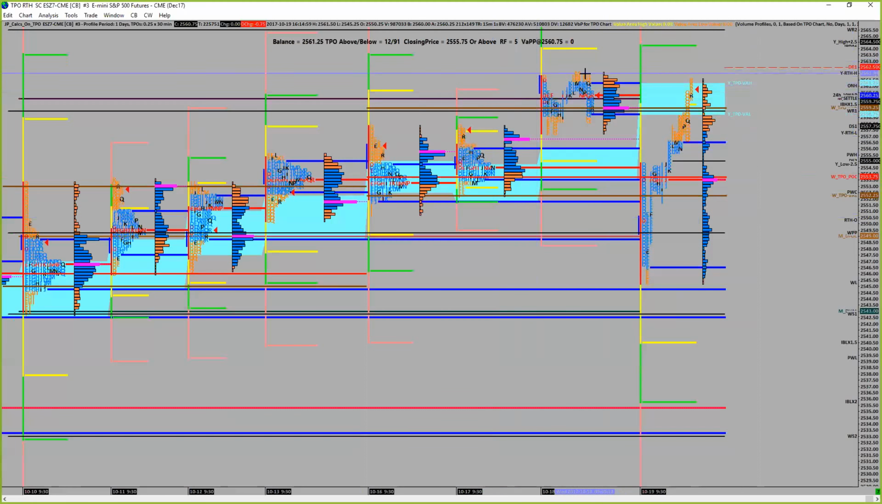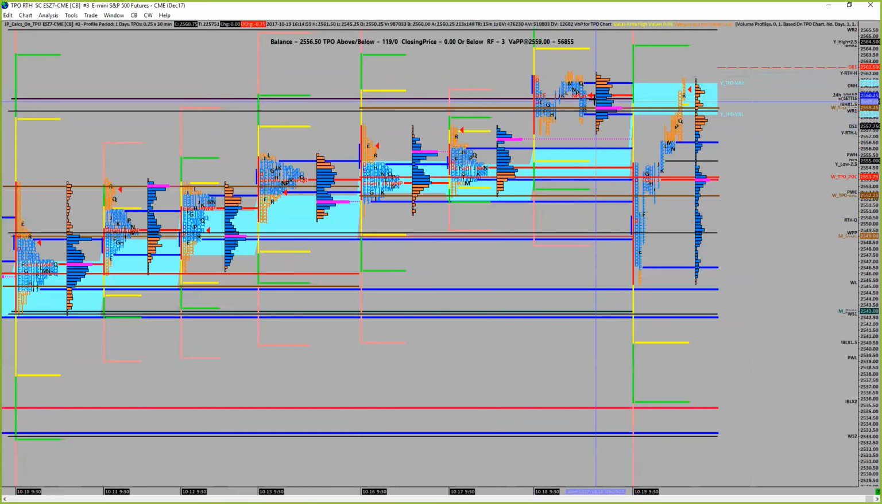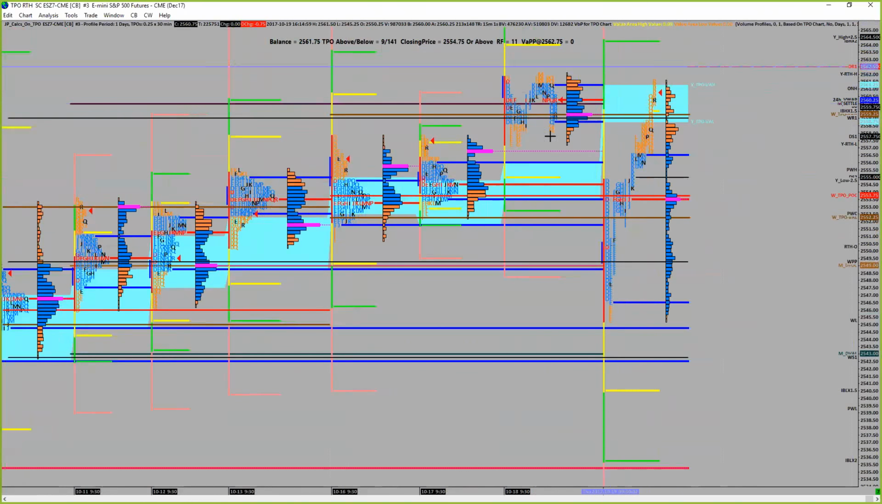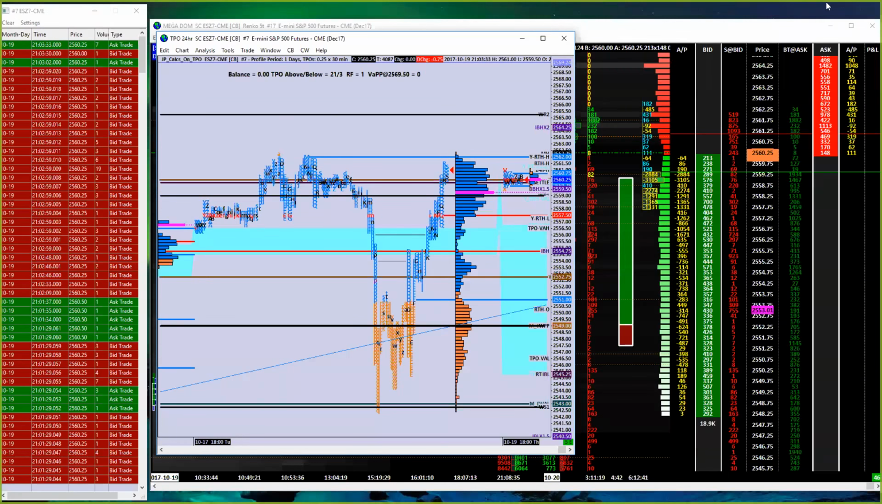Then towards the end of the day, people started getting out, maybe even actively shorting, and we came back to the TPO point of control, the developing one, went through the volume profile developing point of control, and broke below the value area. Then all these people who shorted in the last half hour of the day had to buy to close. Now, we traded in this range most of the night until pretty late on.